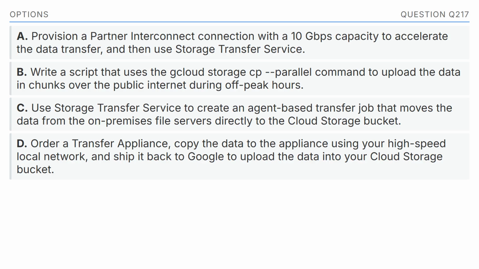Option C, use Storage Transfer Service to create an agent-based transfer job that moves the data from the on-premises file servers directly to the Cloud Storage bucket. Option D, order a Transfer Appliance, copy the data to the appliance using your high-speed local network, and ship it back to Google to upload the data into your Cloud Storage bucket.